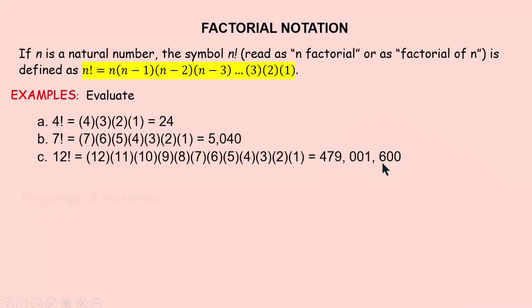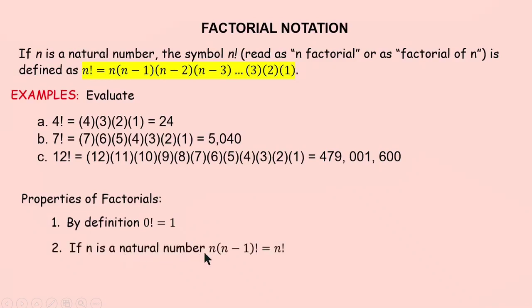Here are some properties of factorials. Number 1, by definition, 0 factorial is equal to 1. 2, if n is a natural number, n times n minus 1 factorial is equal to n factorial.